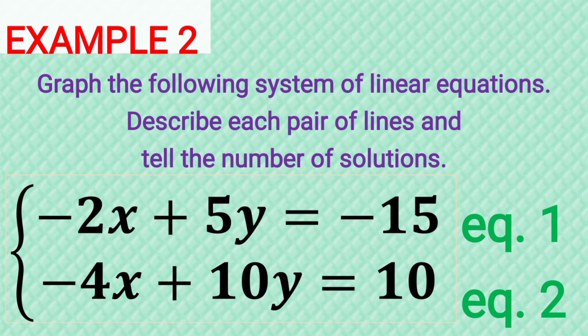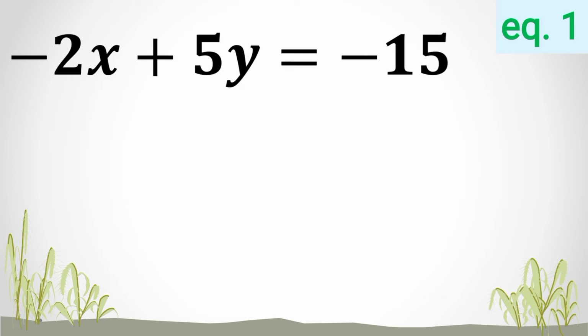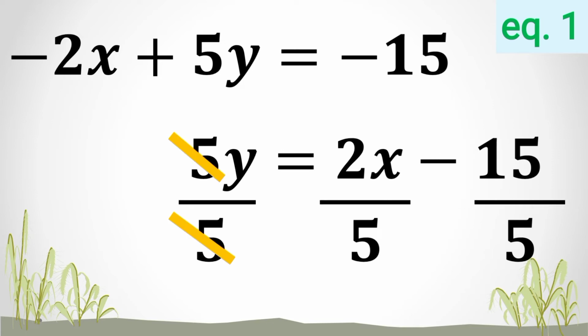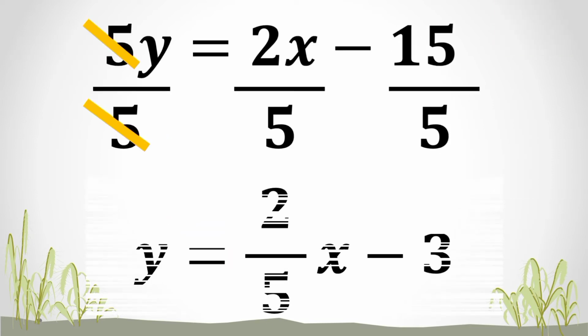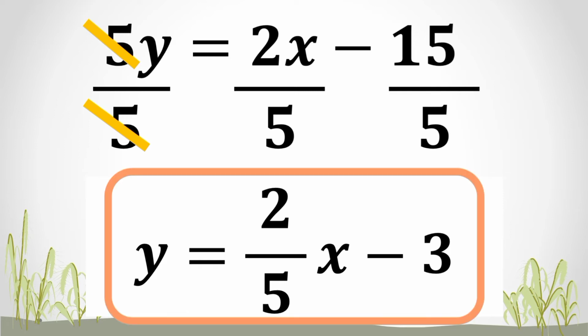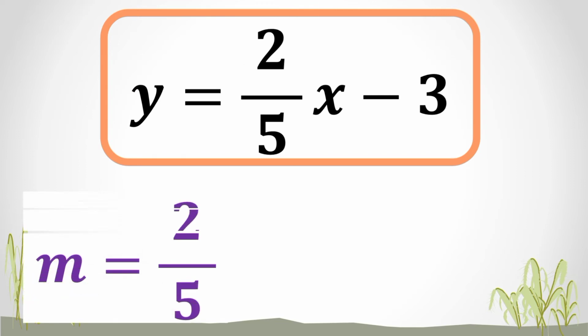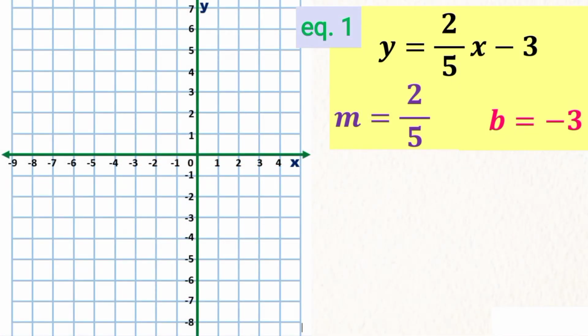Okay? So again, let's start with the first equation. -2x plus 5y equals -15. Convert it to y equals mx plus b. The equation will be y equals 2/5 x minus 3. So from here, we can identify the slope, which is 2/5, and y-intercept, which is -3. So we can now graph the equation.